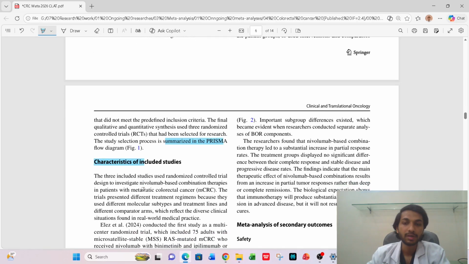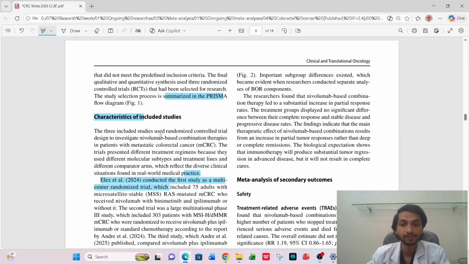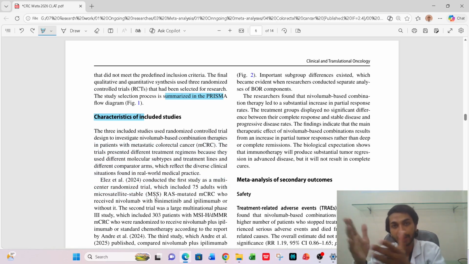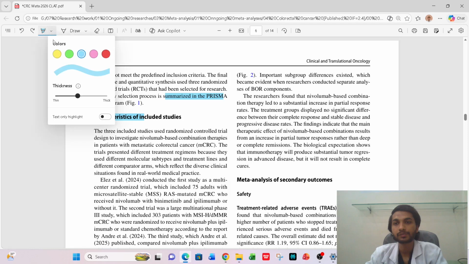Characteristics of the included studies. What are the characteristics? This paragraph is written from the extraction file. Whatever we have found in the extraction file, you have to write here in this paragraph. So what are the characteristics of the study? As there are only 3 studies, which is very few, you can mention all of them. I would like to highlight in another color.